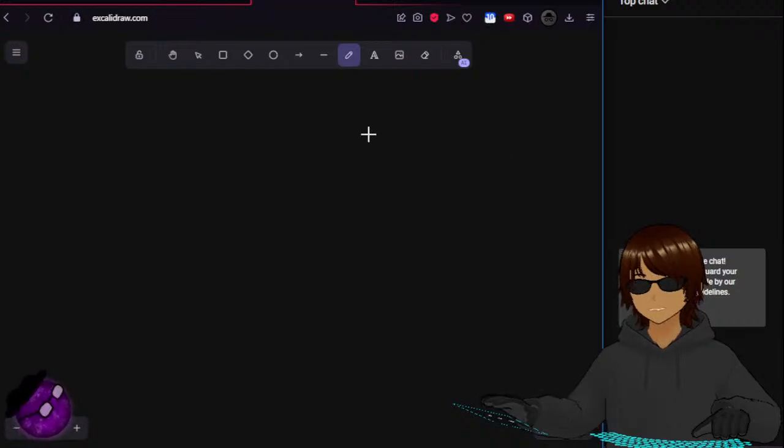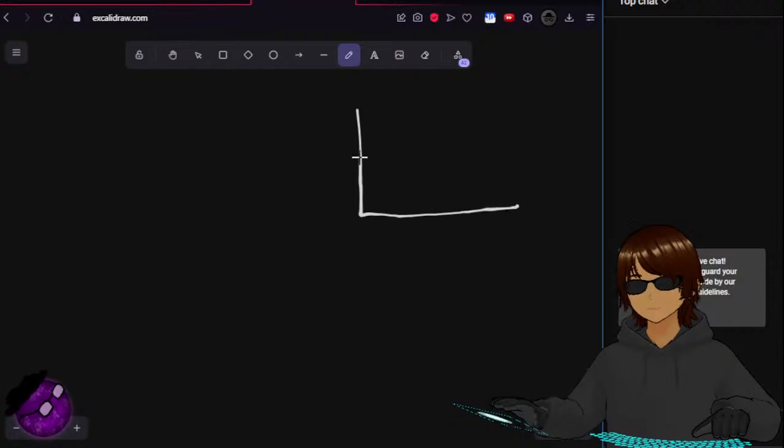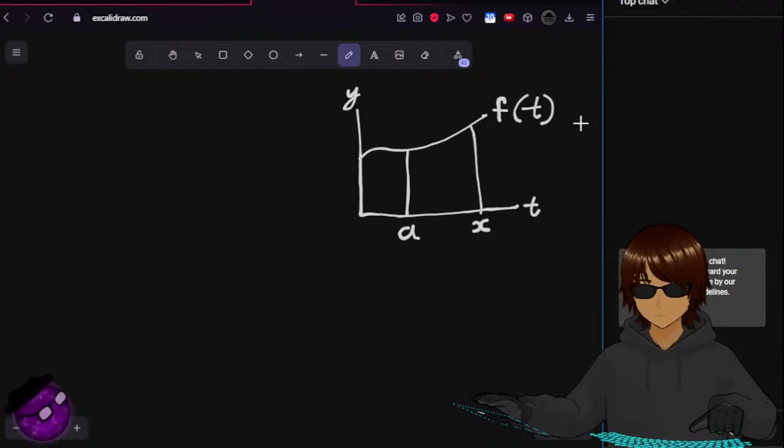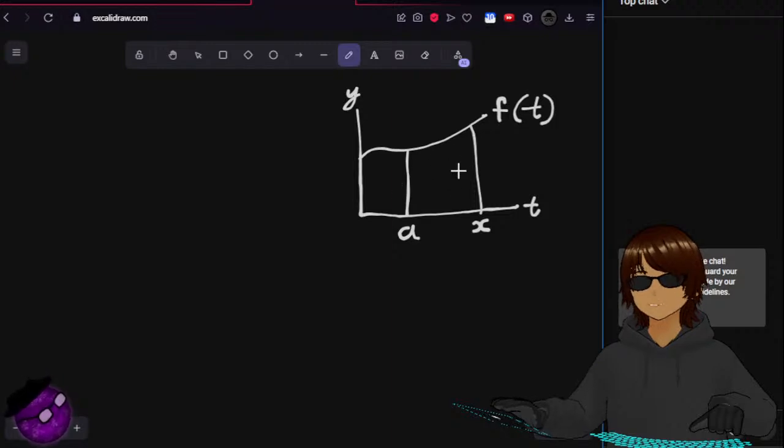Let's say there's a graph like that, and then we have this a, x is a variable, t, y, this is f of t, right? Okay, so this area over here is capital F of x, and then x is a variable.